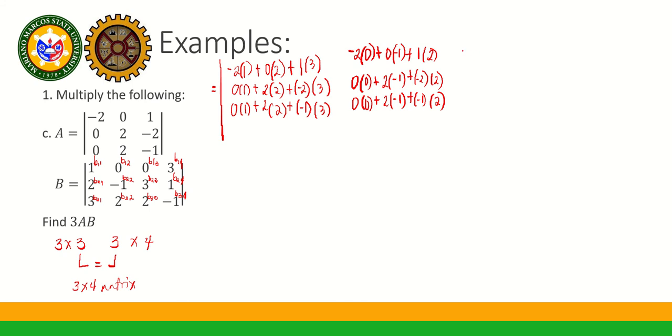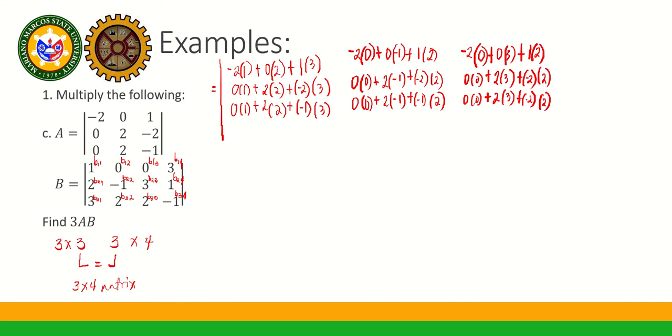For our third column naman, again, elements of the first column of matrix A multiplied by B13, multiplied by 0 ulit. So, 0 and then 0, plus the elements of the second column, that is 0, 2, 2 multiplied by B23, that is 3. So, multiplied by 3, multiplied by 3. And the elements of the last column of matrix A plus negative 2 multiplied by B33, so that is 2.